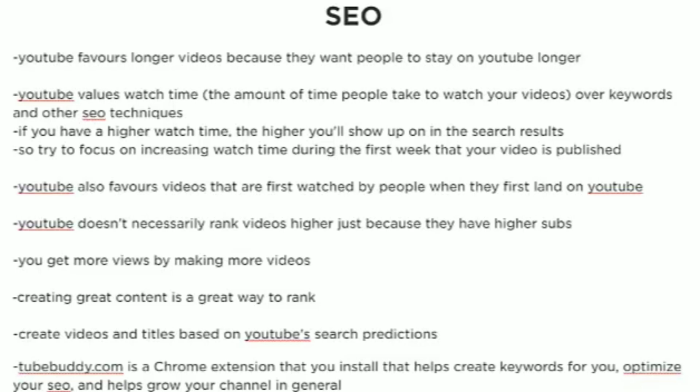Lastly, I want to recommend a tool called Tubebuddy.com, and basically it's a Chrome extension that you install that helps create keywords for you, and it helps optimize your SEO, and also helps you grow your channel in general. This is a popular tool that's recommended by other YouTubers, and I've recently started using this myself. It also provides great statistics, and it does a whole bunch of other things. So I highly recommend you go to their site first at tubebuddy.com, and make sure you check out all the things that it can do for your YouTube channel.